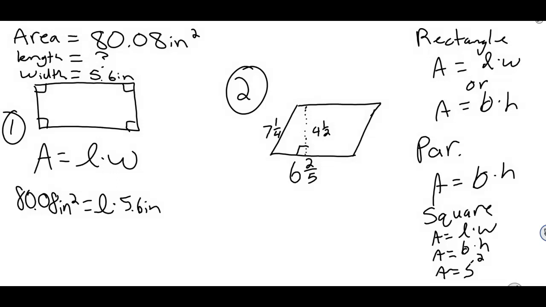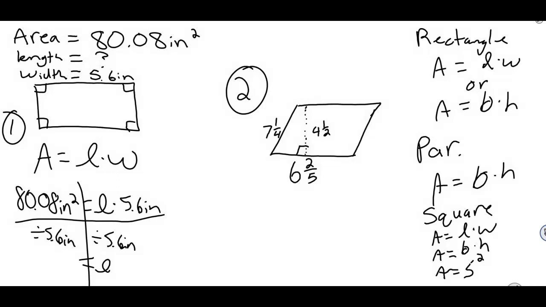Then, what are we going to do? Paige, it's going to be T-chart time, because we have a variable that's not by itself. What do we do to both sides? Lila? Divide by 5 6/10 inches. The length should equal what?